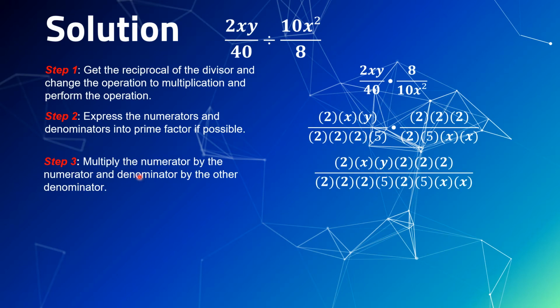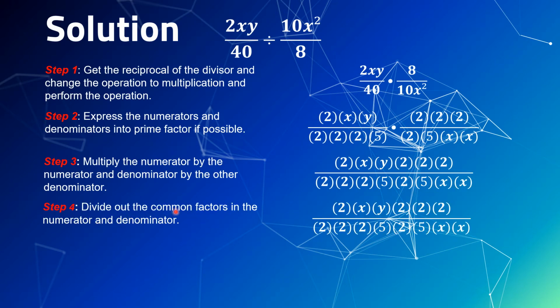Then multiply the numerator by the numerator and denominator by the other denominator. So we have here 2xy times 2 times 2 times 2, over 2 times 2 times 2 times 5 times 2 times 5 times x. Then divide out the common factors in the numerator and denominator. What we're doing here is that we actually divide, but since dividing a number by itself will result in 1, we're just going to cancel the two terms, the two values. And that leads to cancellation.